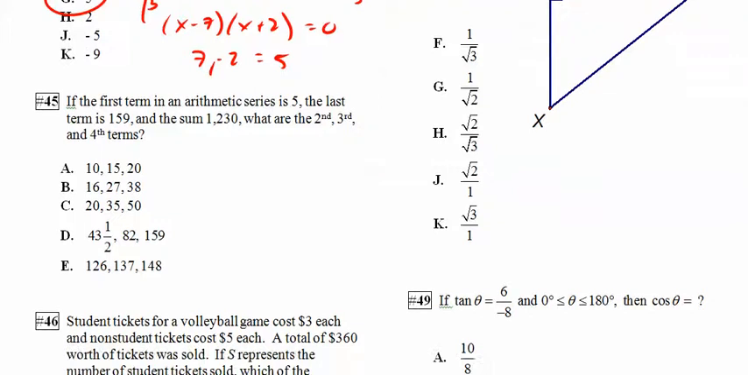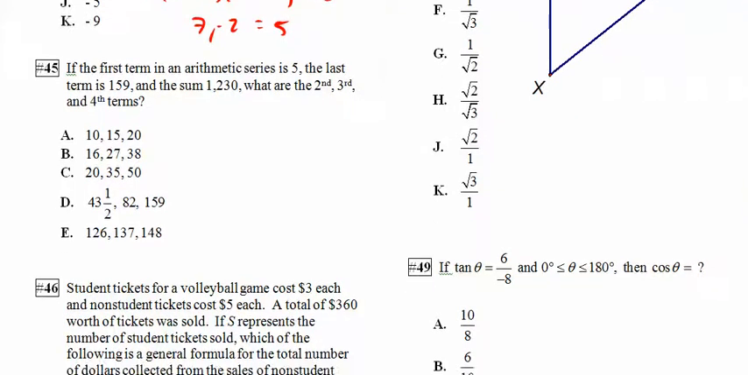This one's brutal. I don't think I ever did figure out how to solve this correctly. First term of an arithmetic series is 5. And arithmetic means we add up. So if the next terms are 10, 15, 20, that means we're going up by 5. If we're going up by 5, we will never make 159. We just won't. I mean, it's got to be 155 or 160. So I got rid of the first one.